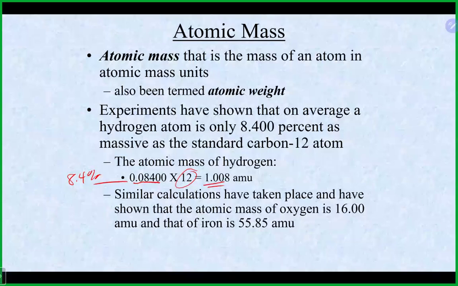55.85 for iron. I will say that, as we'll talk about in this chapter, we don't use AMU all that much in chemistry. We use a more useful unit, as we'll talk about later on, which is molar mass, which has to do with grams. We don't usually use AMU all that much.